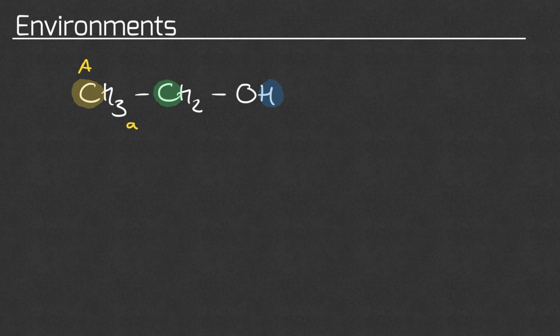So we could label the first carbon environment A and the first hydrogen environment lowercase a, the second carbon environment uppercase B, the hydrogen environment lowercase b, and now we have an additional hydrogen environment which we could label C. So ethanol would have 2 carbon environments and 3 hydrogen environments. You can have different numbers of carbon and hydrogen environments on different molecules. You won't always have the same number of each.